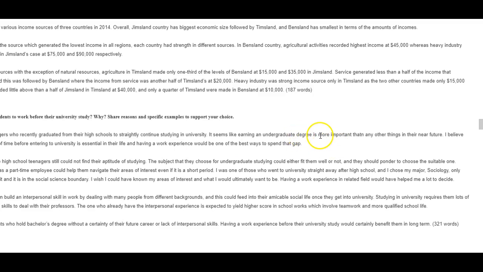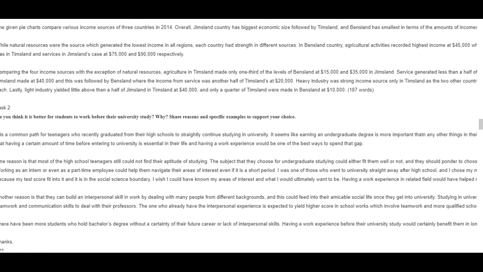This is confusing to me. Let me tell you why. Because here you say earning an undergraduate degree is more important than anything else. But even though you say that, you then say, I think that having some time before you enter university is the best way. So that's confusing to me. If you think that earning an undergraduate degree is the most important thing in their life, then wouldn't it make sense that you would want them to do it straight away? So I'm a little confused as to why you said that sentence. It doesn't really flow in terms of logical ideas. All right, let's move on.